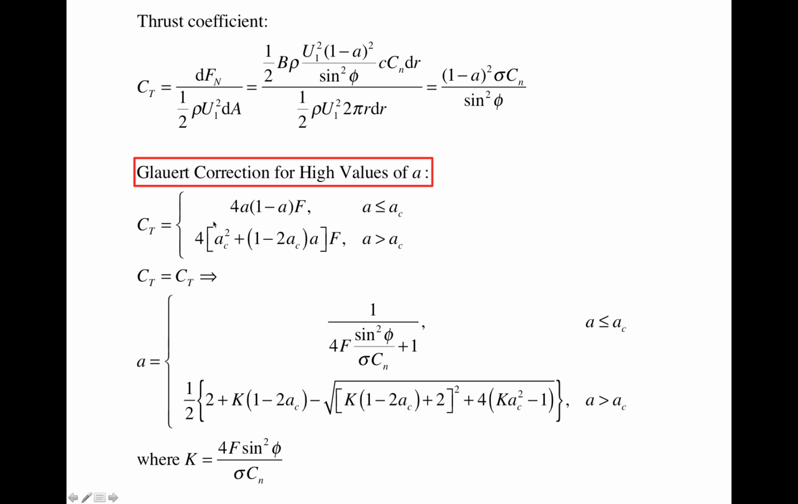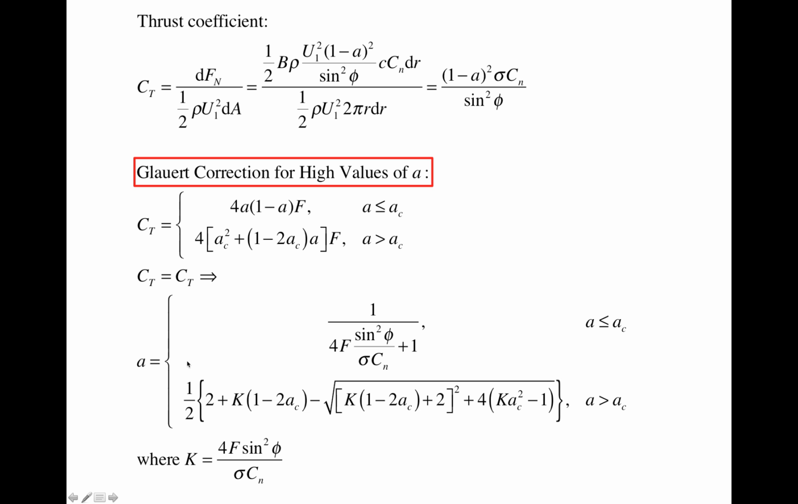And this equation is determined empirically. These two expressions for CT are determined empirically using either experiments or calculations. And in order to apply this Glauert correction, this CT that's given by empirical relations must equal this CT that we have derived from the blade element theory. So this equality allows us to obtain another expression for A here.